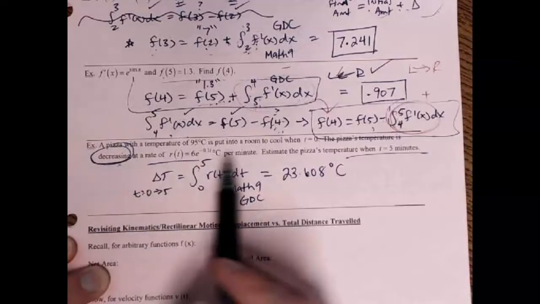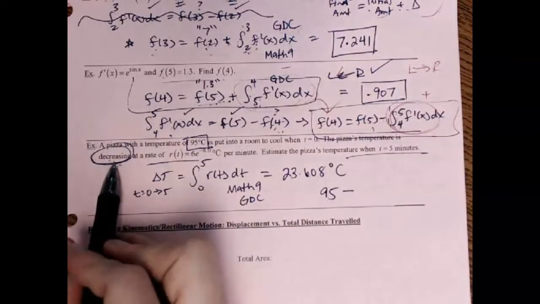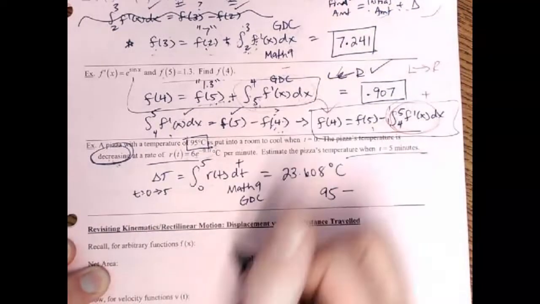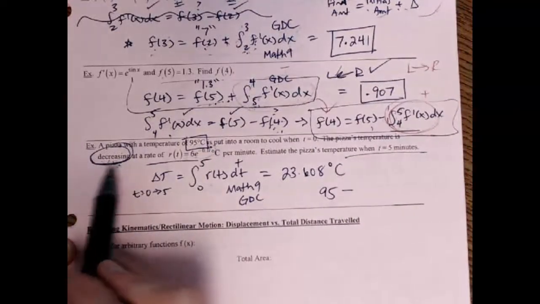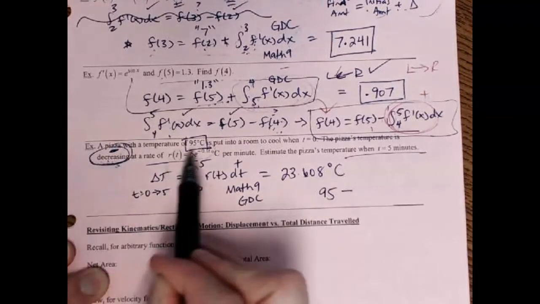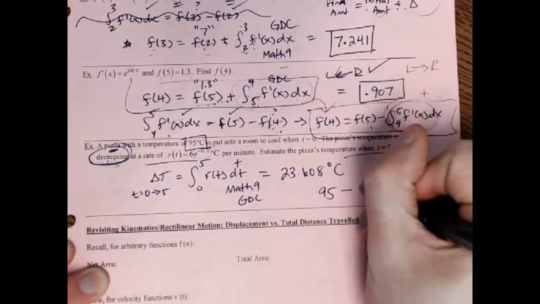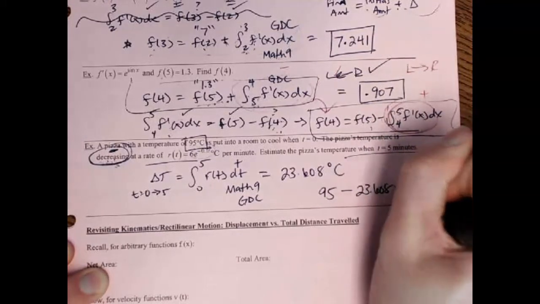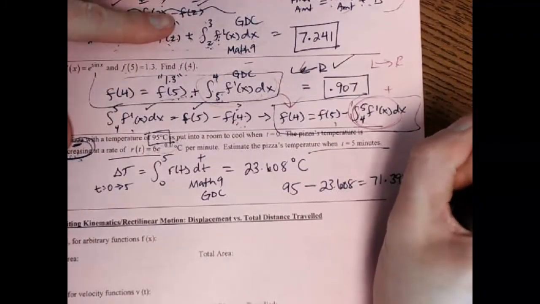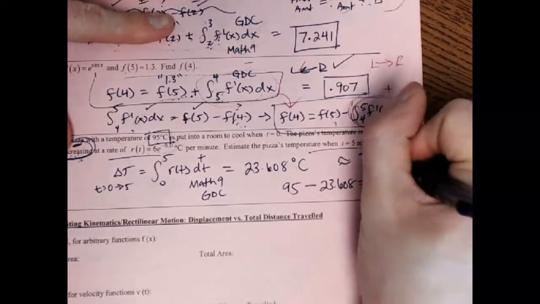Okay, so I would have to take my 95, and then I would have to subtract, right? This number is always going to be positive. The negative is right here in the word, right? That's the negative. It's not in the function. It's in the word. So I'd have to take my initial, subtract that positive change. The answer should end up being 71.392. So, about 71 degrees Celsius.